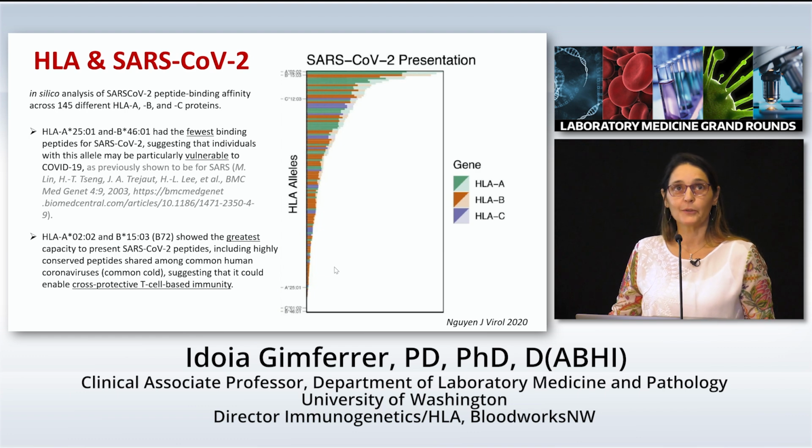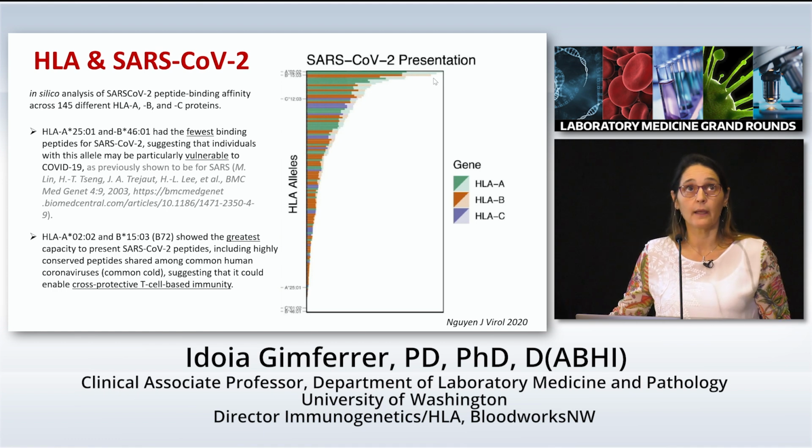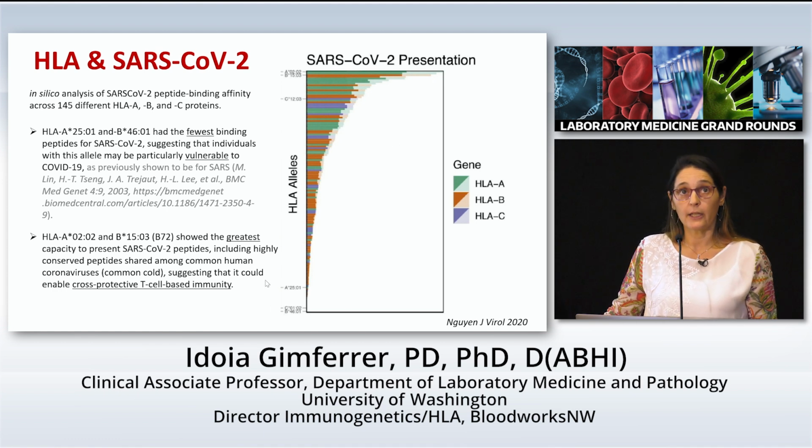This is a paper that transmits the idea of how different HLAs bind different peptides. This is an in silico assay where they took HLA proteins and the COVID-19 virus, made very small peptides and loaded them on the HLA. And then they counted how many peptides every single HLA was able to bind. You can see that A2O2 binds a lot of different peptides coming from the SARS-CoV-2 virus.